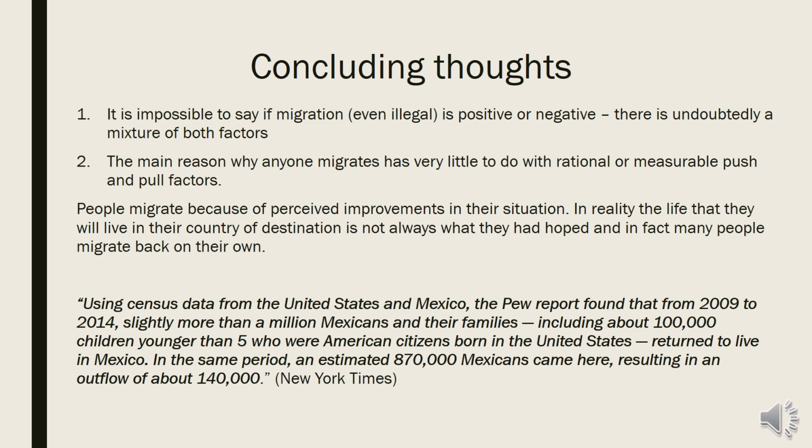Using census data from the United States of America and Mexico, the Pew Report found that from 2009 to 2014, slightly more than 1 million Mexicans and their families, including about 100,000 children younger than 5 who were American citizens born in the United States, returned to live in Mexico. In the same period, an estimated 870,000 Mexicans came here, resulting in an outflow of about 140,000 people.